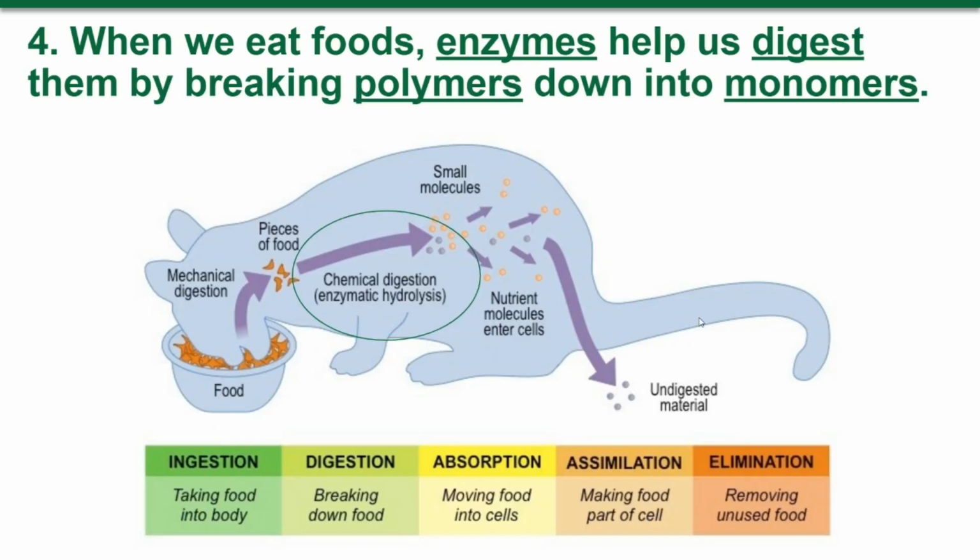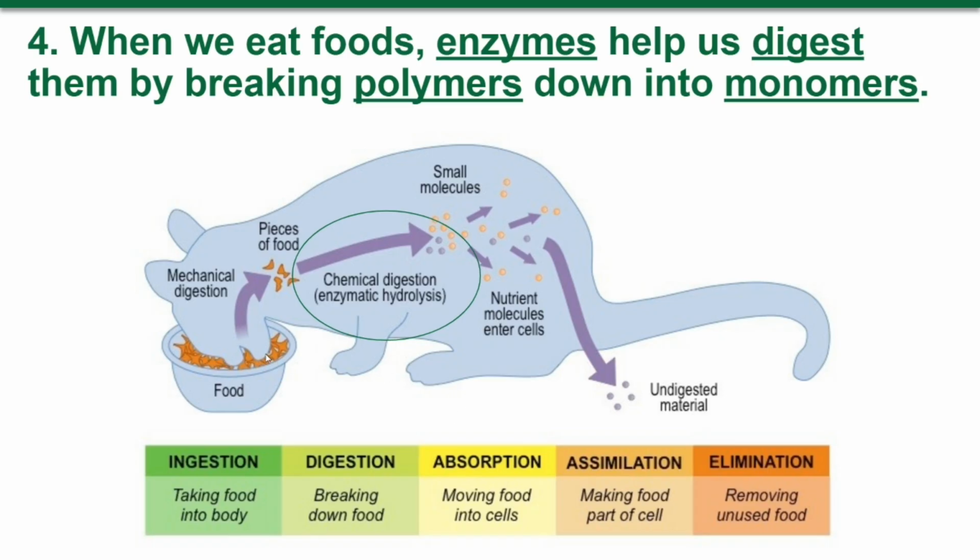All right, so when we eat foods, enzymes help us digest them by breaking polymers down into monomers. We're taking those big macromolecules, those big polymers, and we're going to be breaking them down through mechanical and chemical means in order to break those things down into smaller pieces that we can use to build up into something else. So for instance, we've got this image of a cat eating food.